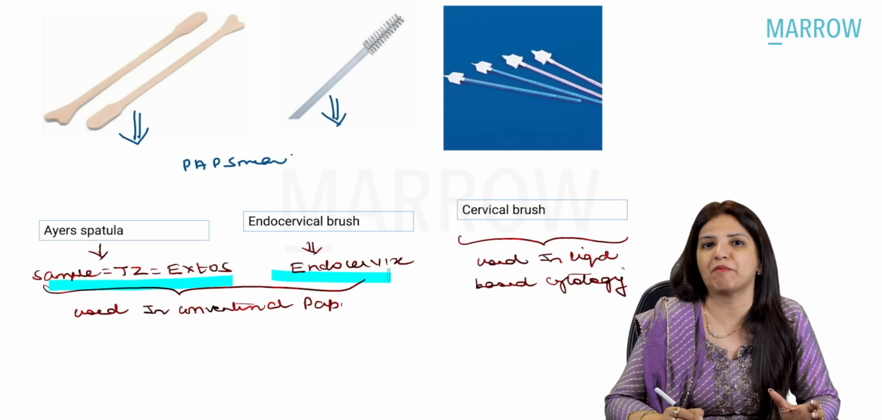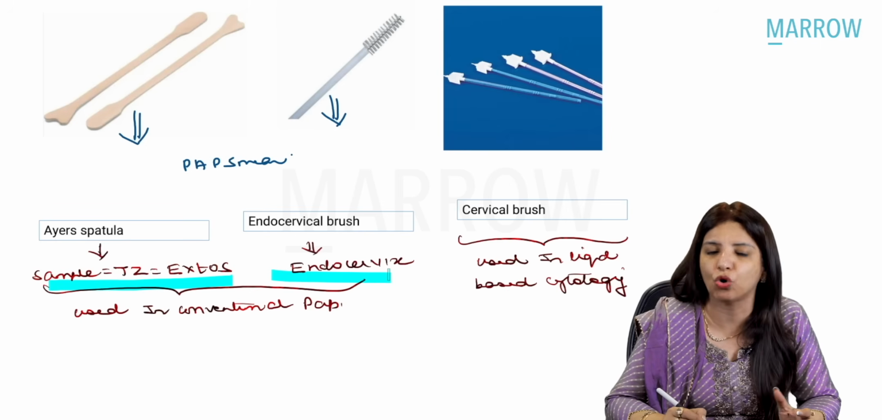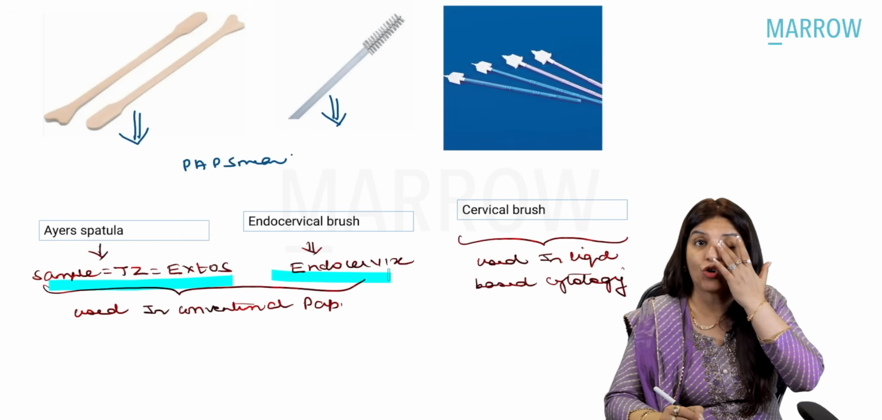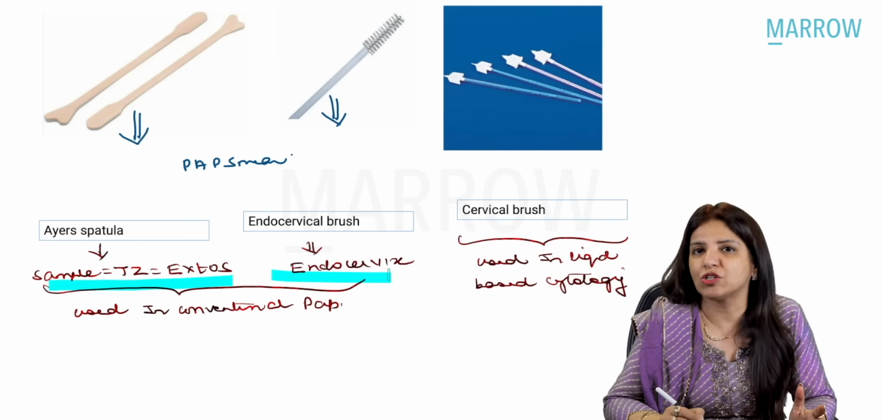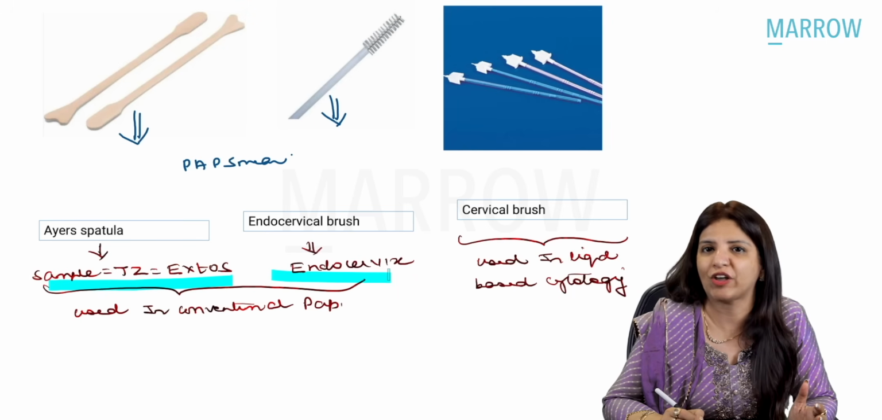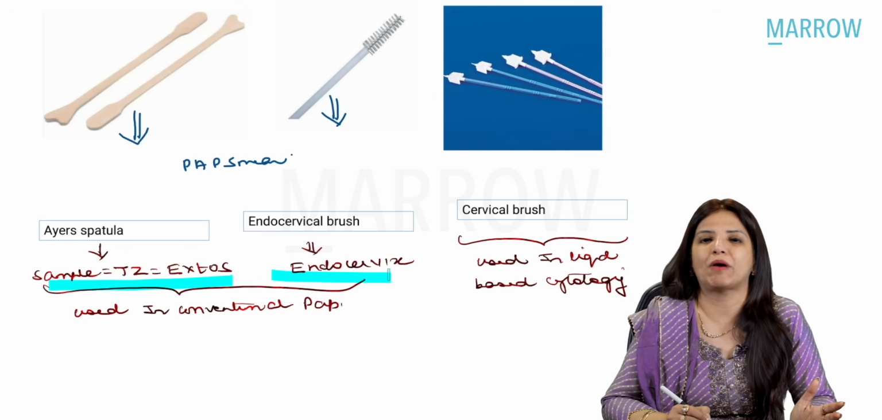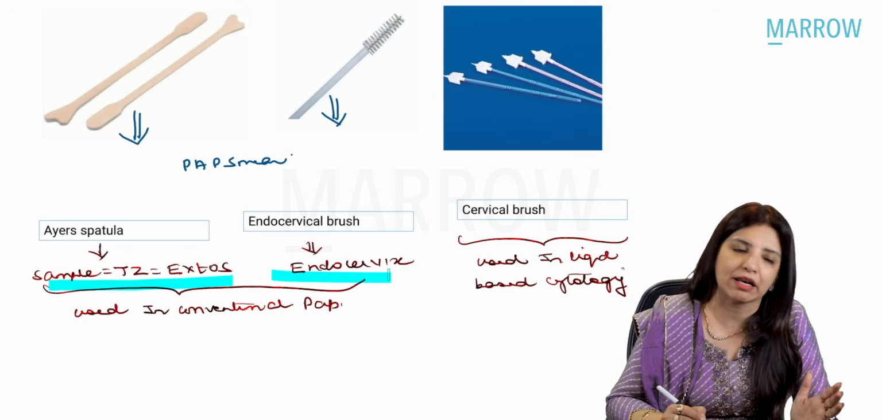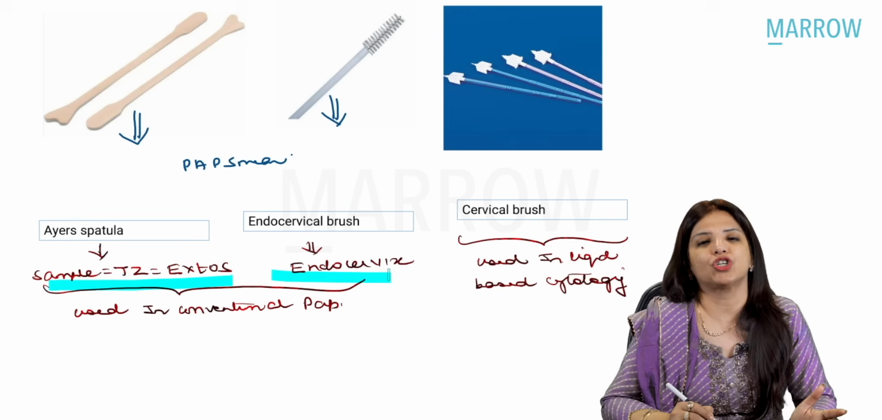So whatever sample is coming from Ayre's spatula, I'm going to put it on one slide, and on the same slide I'm going to roll whatever sample I'm getting from the endocervix. Do not air dry the slide, right? And the fixative which is used in case of pap smear is 95% ethyl alcohol plus minus 5% ether. What is the best time to do pap smear? The best time to do pap smear is in the peri-ovulatory phase. Is there any absolute contraindication for pap smear? No. But a relative contraindication is bleeding.